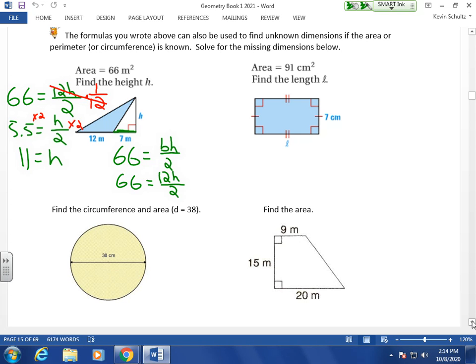Okay? So he undid the equation in the sense that he divided by 12, because that's the opposite of multiplying by 12, and then multiplied by 2, which is the opposite of dividing by 2. The other option is that if we're dividing 12h by 2, we can start by multiplying both sides by 2, which will give us 132 equals 12 times h. We could then divide both sides by 12, and that gives us a height of 11.